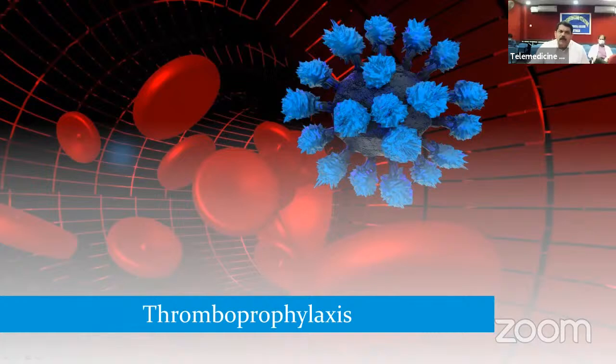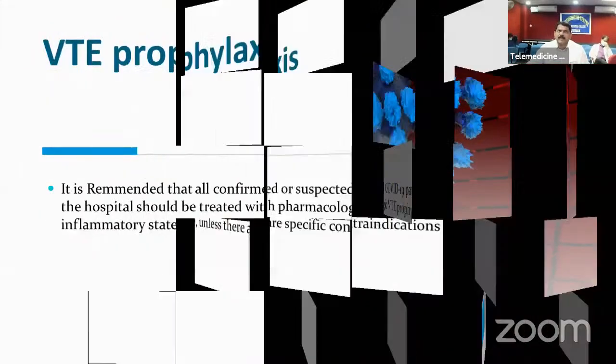With this, I have come to the last part of my presentation, the thromboprophylaxis. We have evidence that thromboembolic phenomena are routine in COVID-19 patients. And we have also seen how to test that, how to quantify that, and how to see that the patient has a better outcome. So finally, we'll see how we can plan our thromboprophylaxis.